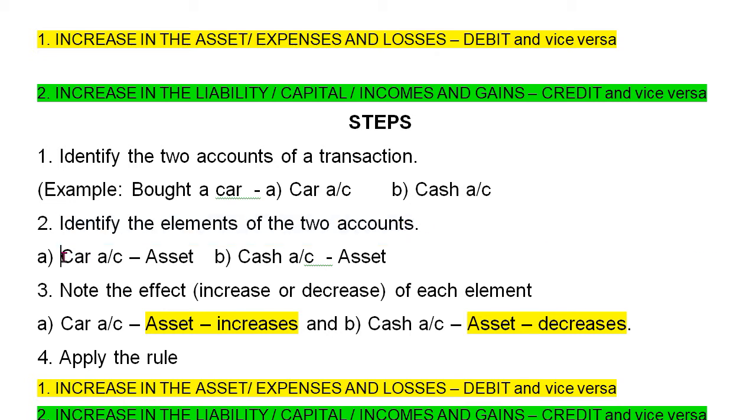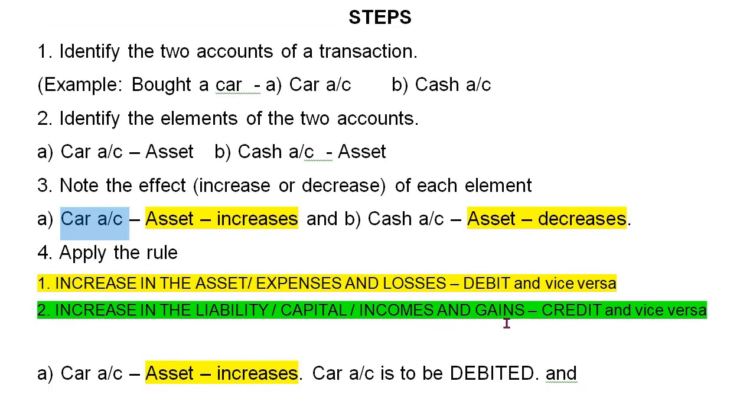That is, car is an asset, cash is also an asset. Very good. The third point, note the effect, whether it is increasing or decreasing, of each element. Car account is an asset, it increases. And cash account is an asset, it decreases. Hope you understand. When we buy a car, naturally we have to pay cash, our cash balance will get reduced.